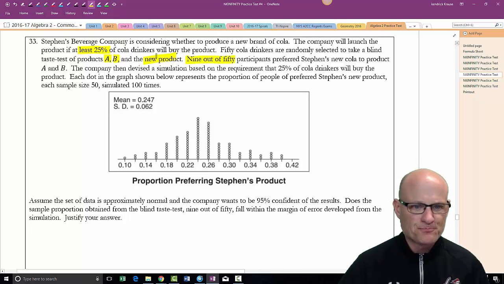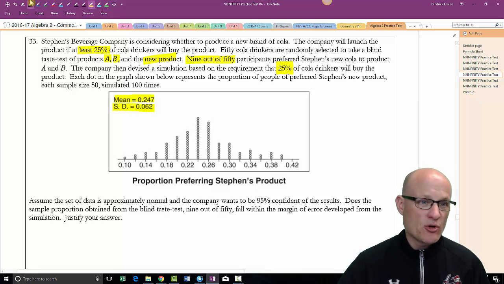Okay, so we ran a sample using 0.25 as ours, and we just asked. And we got a mean of this and a standard deviation of this. So the choice is, do you prefer Stevens?